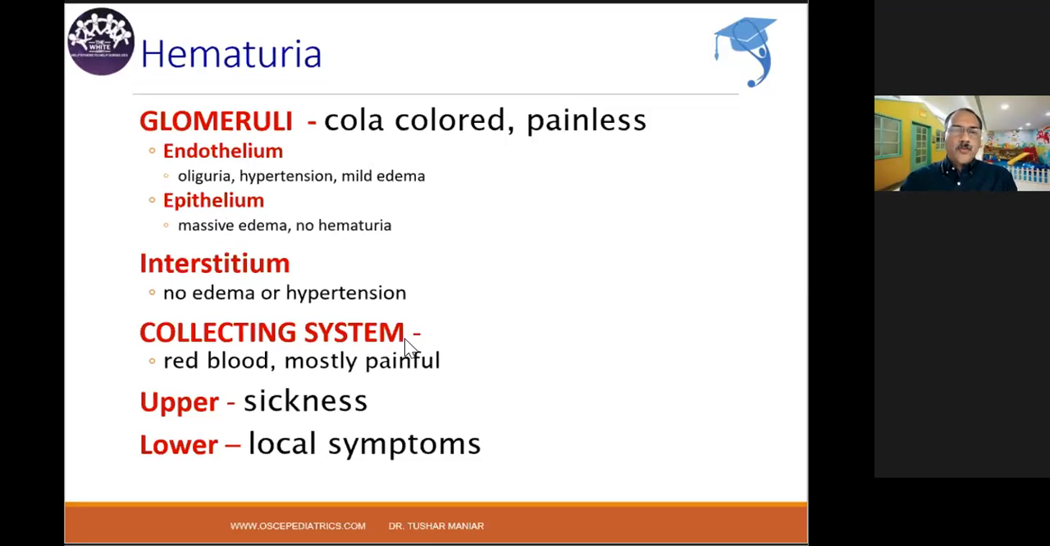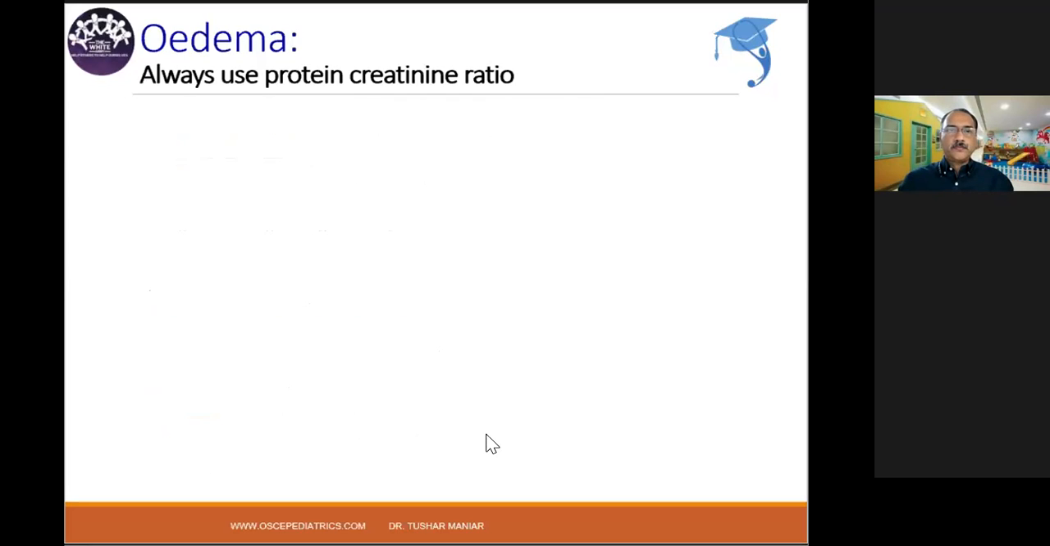Collecting system problems, as in renal stones, give fresh red-colored blood, whereas glomerular disease usually gives cola-colored blood. That is a painless hematuria, versus collecting system problems, which have a painful hematuria. Upper UTI involvement usually has sickness, whether it is UTI with hematuria or one of these conditions with hematuria. But lower urinary tract hematuria usually has only local symptoms.